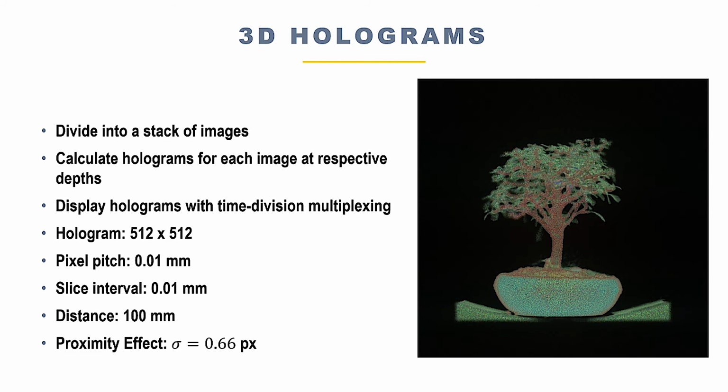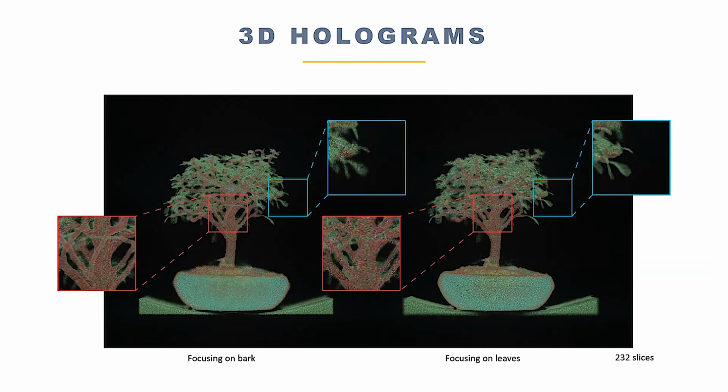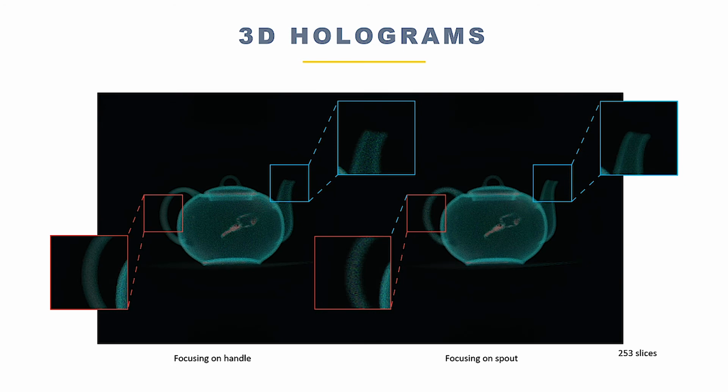In this simulation, we propagate the wavefront of each hologram to an observation plane. The average of the intensities of these holograms is taken as the observation of the 3D scene. The 3D scenes are divided into over 200 slices. With 3D holograms, the user can focus on different parts of the 3D scene. We simulate this by adjusting the observation plane accordingly.